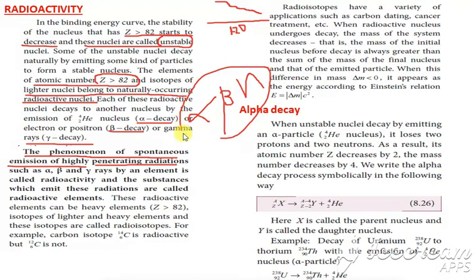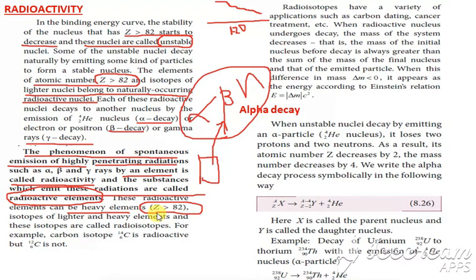So how do these alpha, beta, gamma come about? They must be emitted spontaneously, okay, by a substance, by an element, and that is called radioactivity. So when these elements come out of a substance by themselves, that is called radioactivity, and the substances which emit these radiations are called radioactive elements. Okay, these radioactive elements are heavy elements, so for Z greater than 82 this mostly occurs.